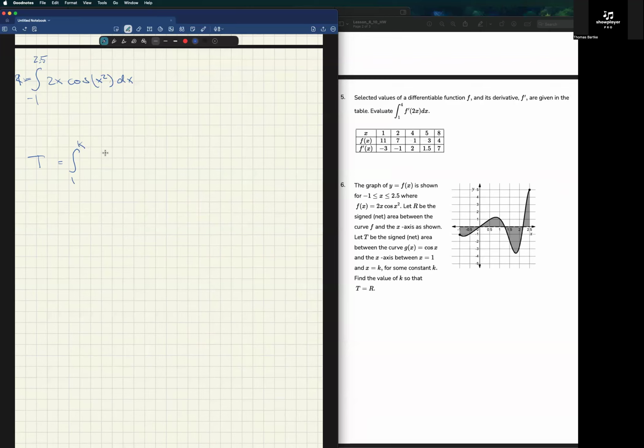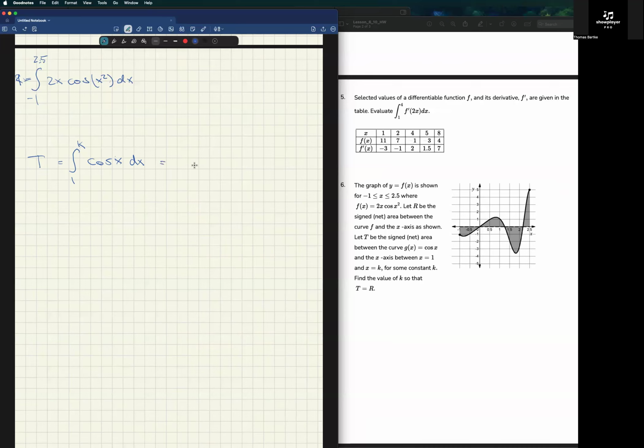We don't know what that constant is, of cosine x dx. Okay, so that's t. All right. Find the value of k so that t equals r. Okay, well, we need to find this one first, and then we find this one, and then we see how we can compare them.